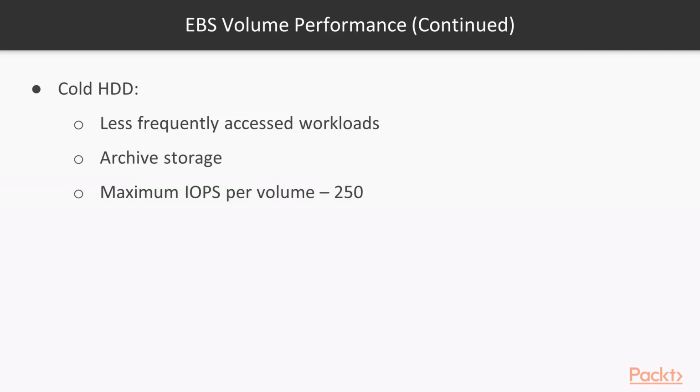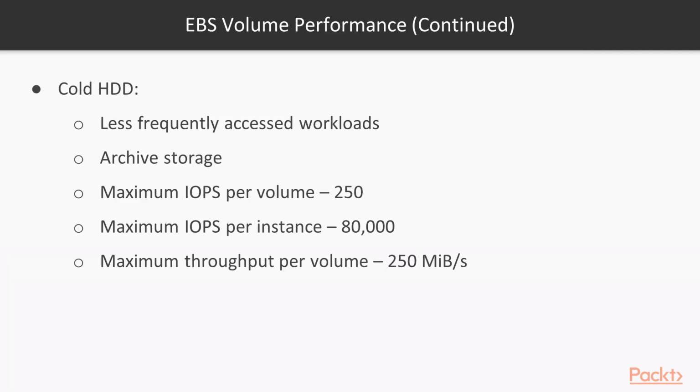The maximum IOPS per volume is 250. The maximum IOPS per instance is 80,000. And the maximum throughput per volume is 250 megabytes per second. So depending upon the workload that you want to host, ensure that you choose the correct EBS volume type.